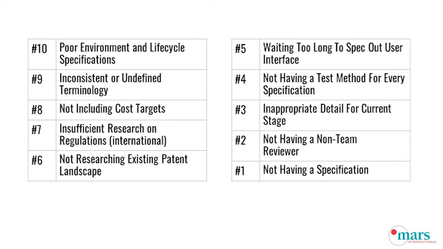Number 2, not having a non-team reviewer. Critically important to have somebody outside of the team that's just seeing the spec for the first time read through it and give you feedback in terms of things they don't understand, things they think might be missing, and things that may be contradictory. And finally, number 1, not having a specification at all. Hopefully, if you've sat through this entire talk, you understand the importance of having a spec for your product.